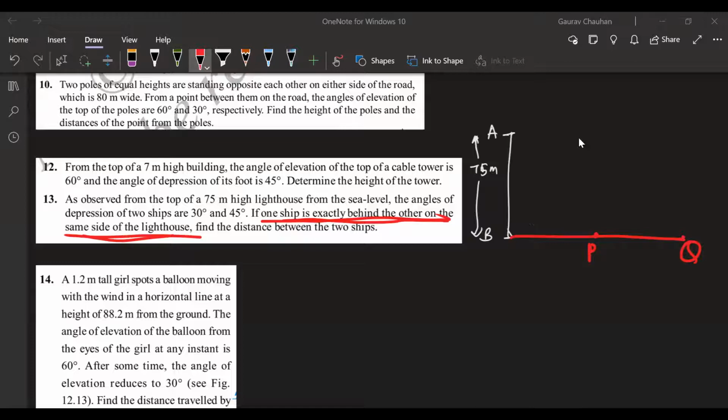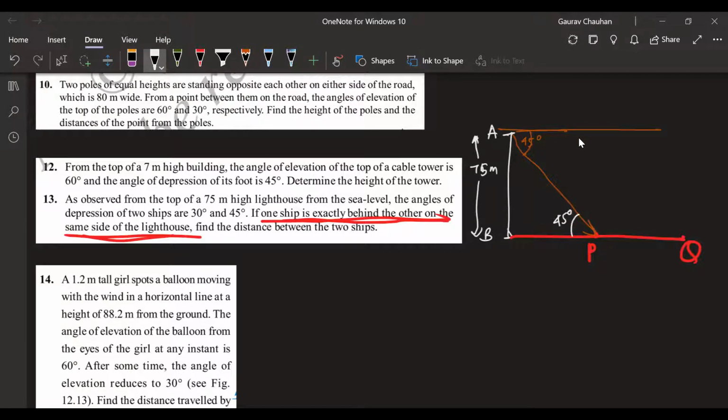Find the distance between the ships, it is saying. Okay, we know this height. It's saying the angle of depression of the 2 ships. So first ship, I'm looking like this, right? The angle of depression will be found with respect to the horizontal. This is my horizontal. So my angle of depression is 45 degree. Whichever is closer, that angle of depression will be more. So this is 45 degree, which means this angle will also end up being 45 degree.